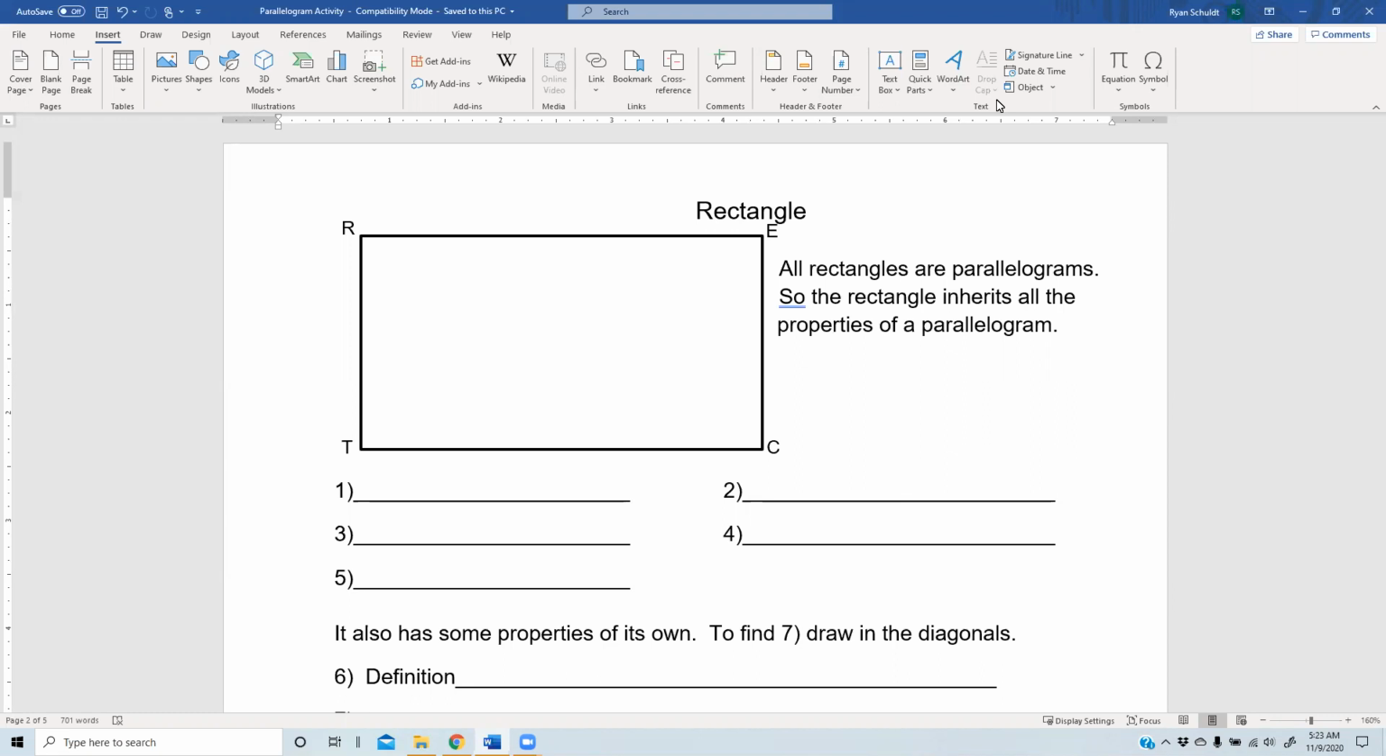So if you just look here at the rectangle, hopefully you know this. Opposite sides are parallel. I mean, TC, RE, those are parallel to each other. RT and EC are parallel to each other.